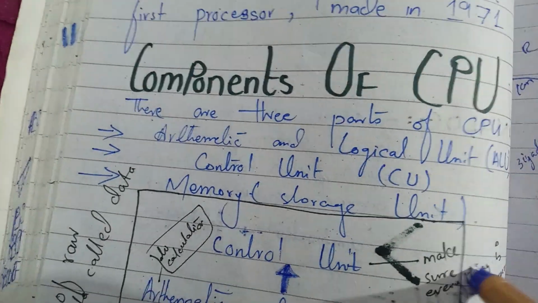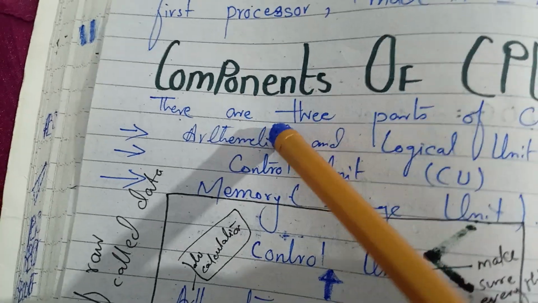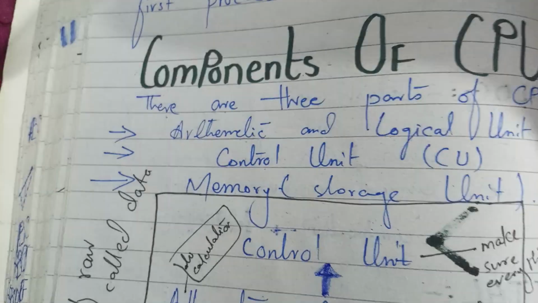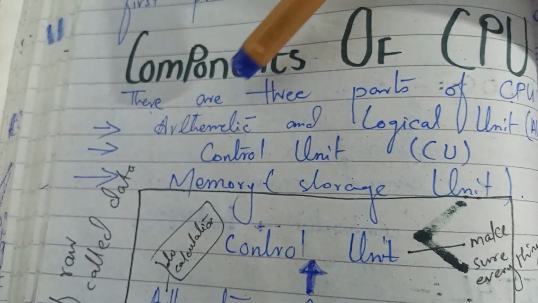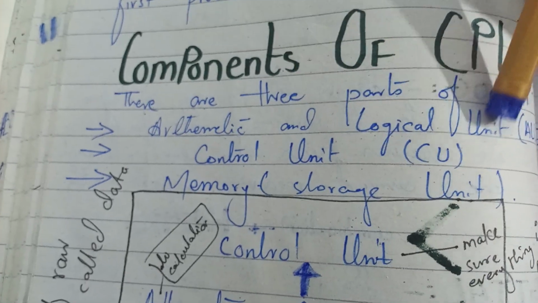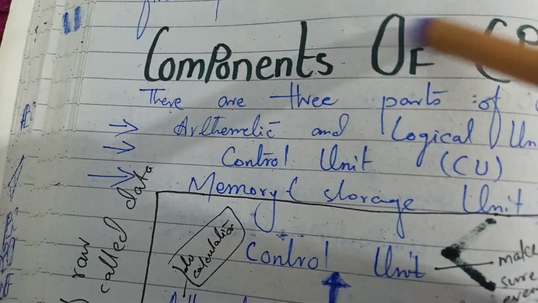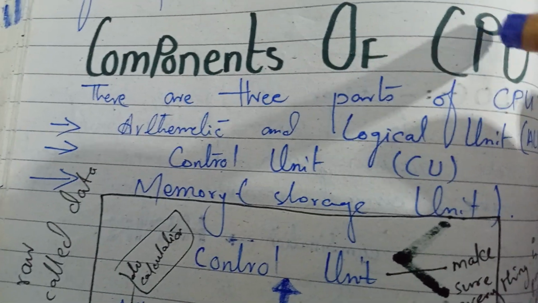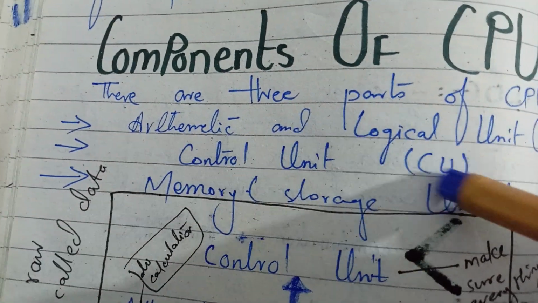Now let's talk about how the CPU works, or the components of the CPU. There are three parts of the CPU. First is the arithmetic and logical unit, ALU. This means all arithmetic and logical processing is done by the ALU.